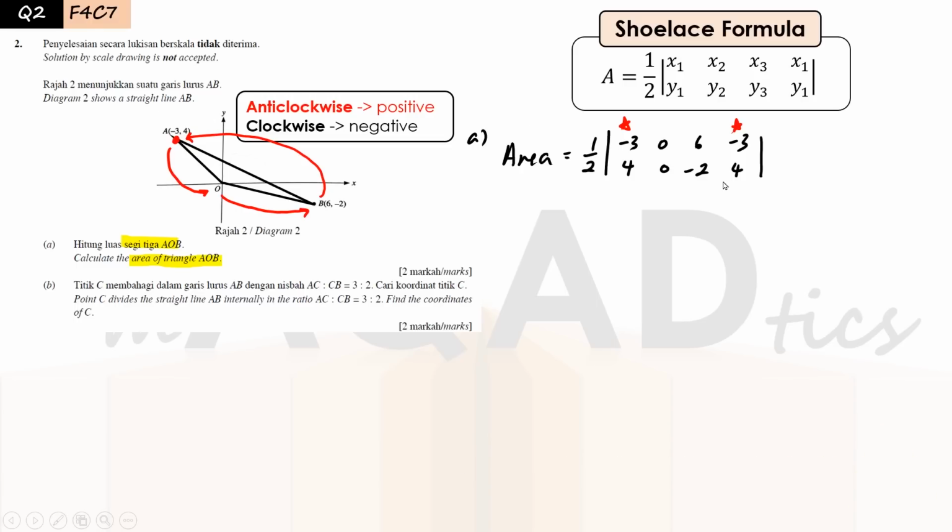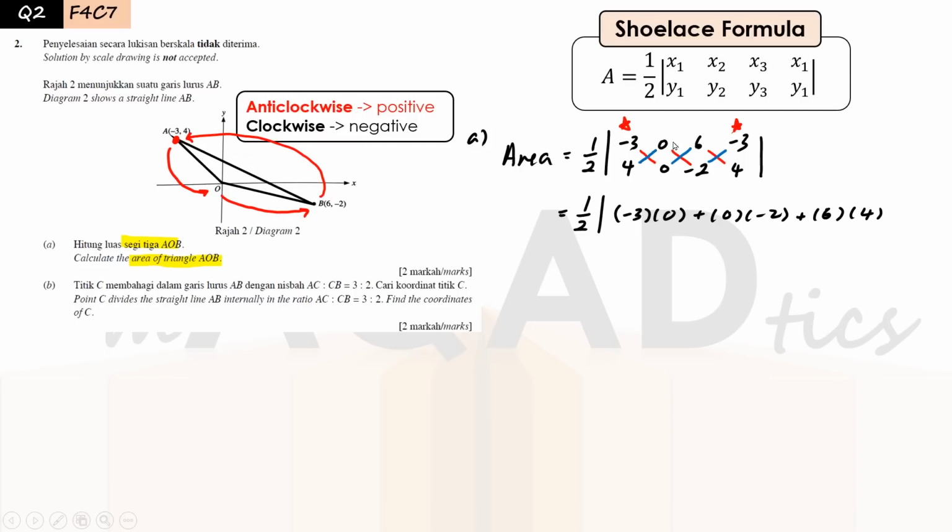Now for this part, we are going to cross multiply the values. The first set of values would be the top left value multiplied with the bottom right: negative 3 multiply 0, 0 multiply negative 2, and 6 multiply 4. Then the next set of values would be the bottom left value with the top right value, and we are going to multiply them.